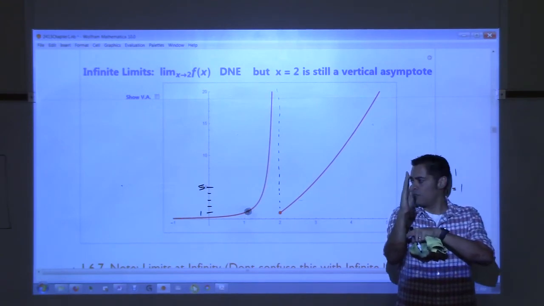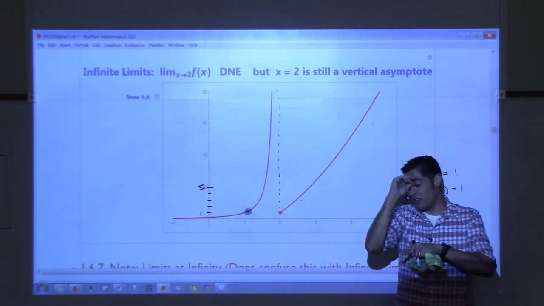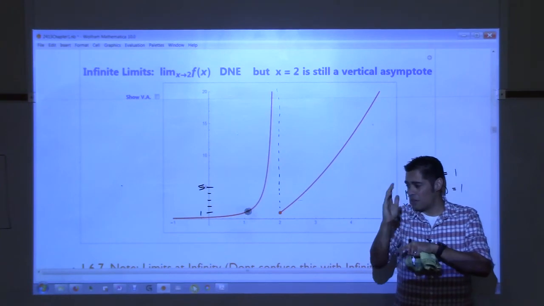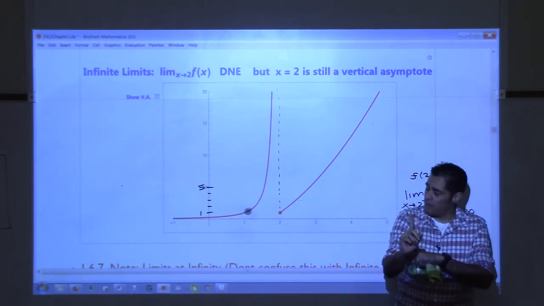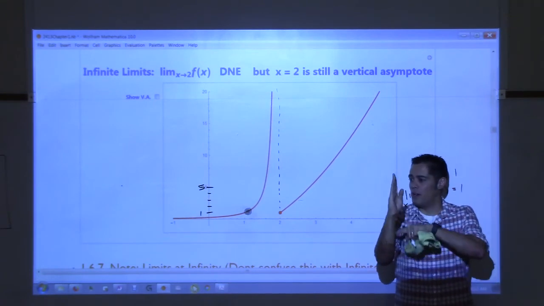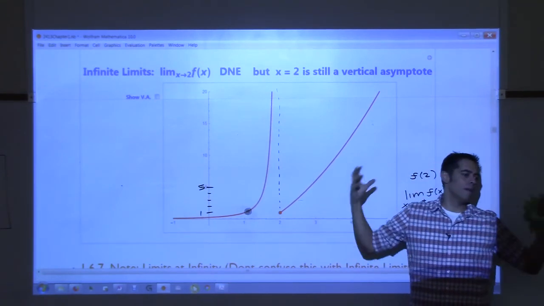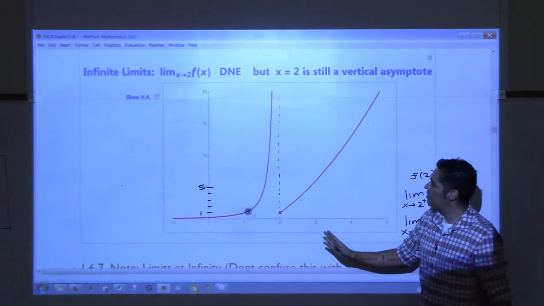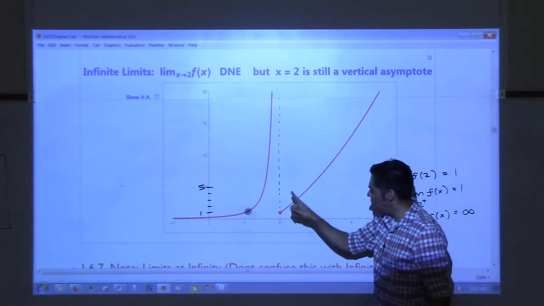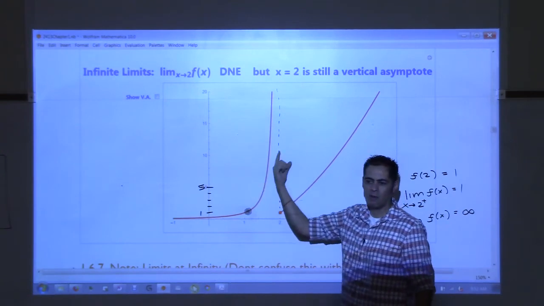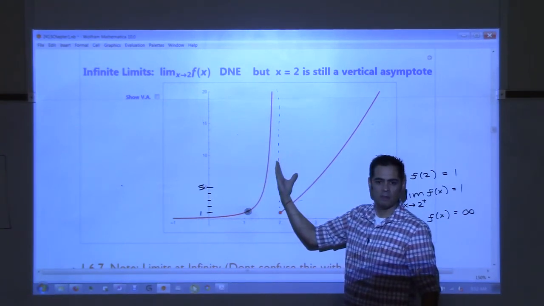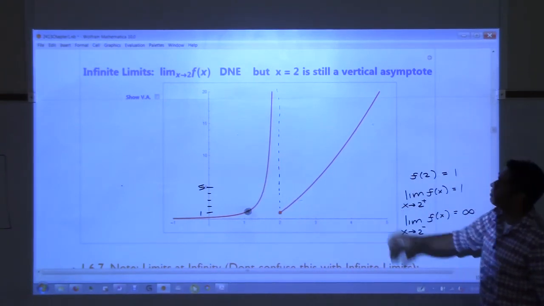In calculus, we're changing the definition a little. Well, we're not really changing the definition. It's just that in college algebra, you only talked about rational functions. So rational functions won't ever be defined at the asymptote. But if you open up the world to all the other functions, it's possible to have a function that is defined at the same x value where you have a vertical asymptote. It's possible. So we do have a vertical asymptote here.